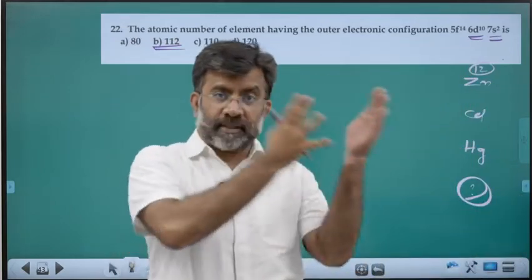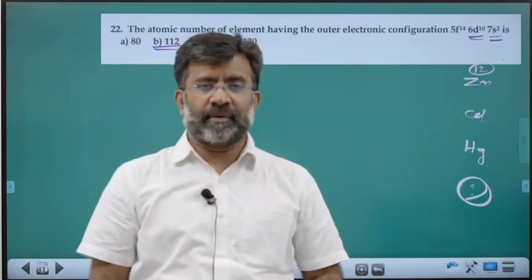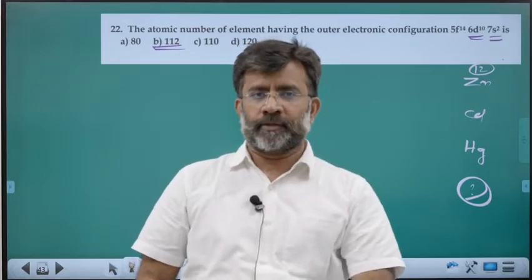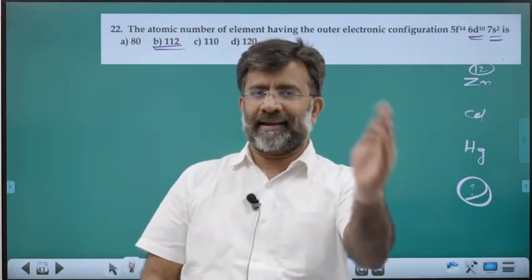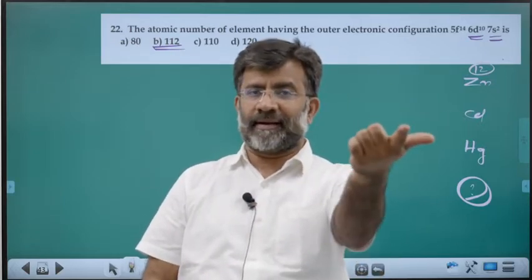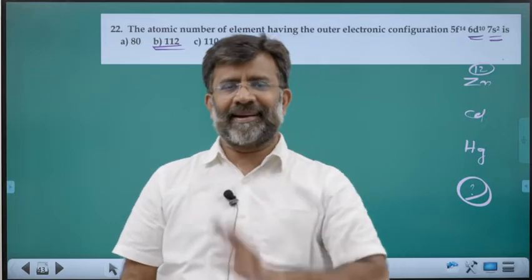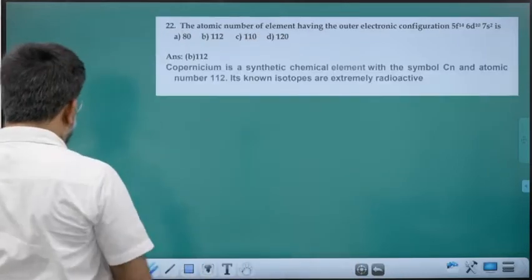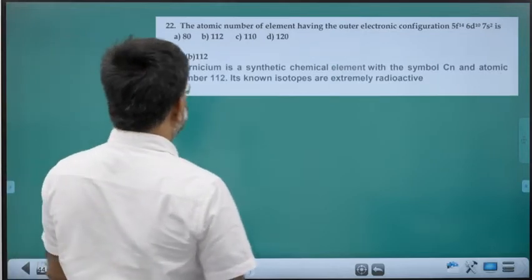That is the last member of d block. D block starts from group 2 and ends at group 12. So that is the ending element. Group 12, new element, more than 100. What is the element? 112. I think all of you know it is copernicium.